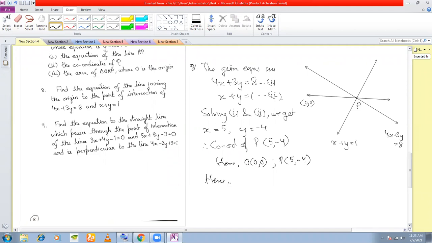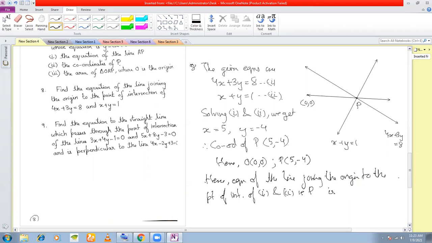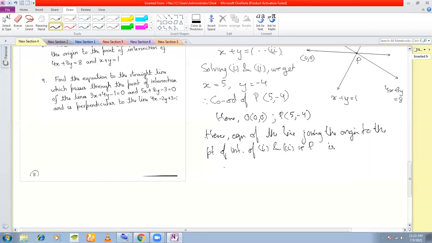Hence, equation of the line joining the origin to the point of intersection of 1 and 2, that is point P. Use the 2-point form: y minus y1 is equal to y2 minus y1 by x2 minus x1 into x minus x1. So you simplify this to get 4x plus 5y is equal to 0.